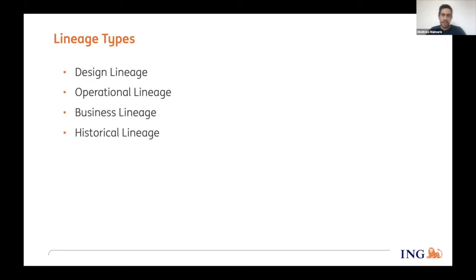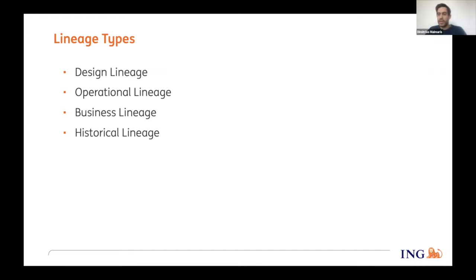Then we have operational lineage, which means what actually happened. So what happened when we had an ad hoc run of the jobs, or they ran automatically, and we have to compare what actually happened with what was supposed to happen. On top, we have business lineage.